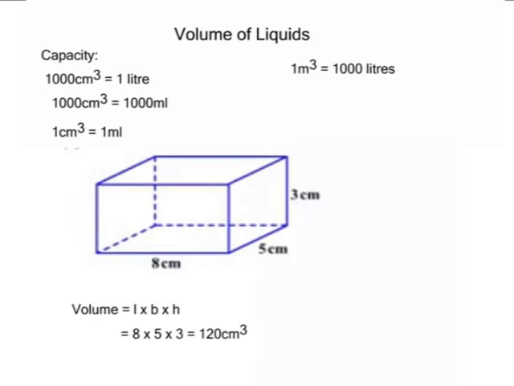So for this cuboid, if it is filled with a liquid, what is the capacity? So it is 120 cubic centimeters. So to find the volume in liters, we divide by 1000. This is equal to 0.12 liters. 0.12 liters is equivalent to 120 mLs.